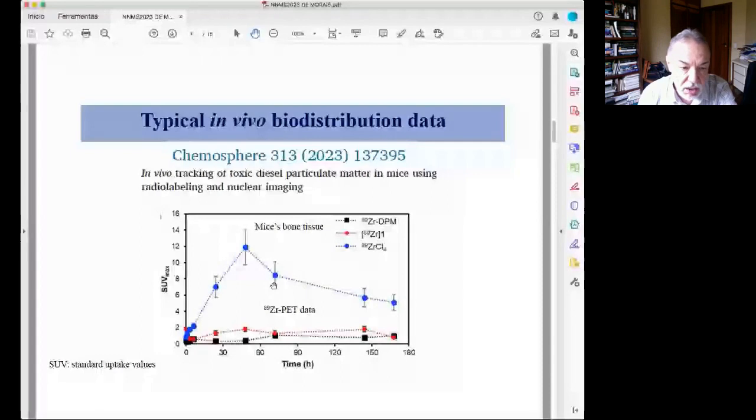So the authors just say, okay, the time required for the concentration of the nanoparticles in the mice's bone to reach the maximum is about, let's say, 45 hours. However, there is no precision in describing this data.